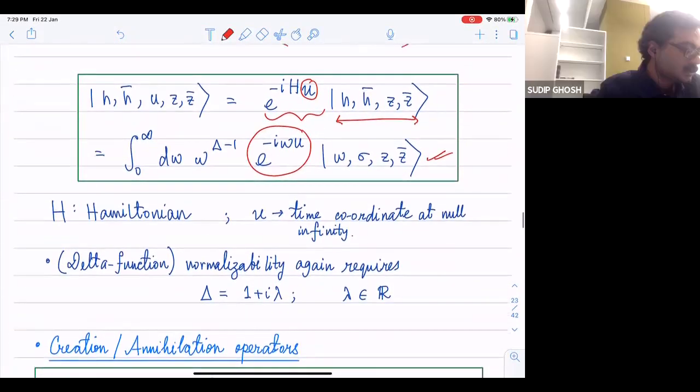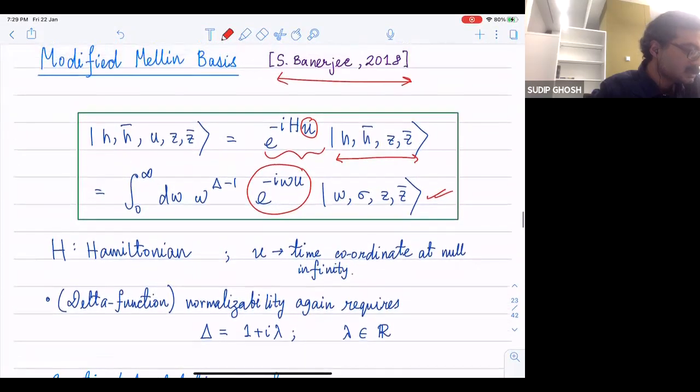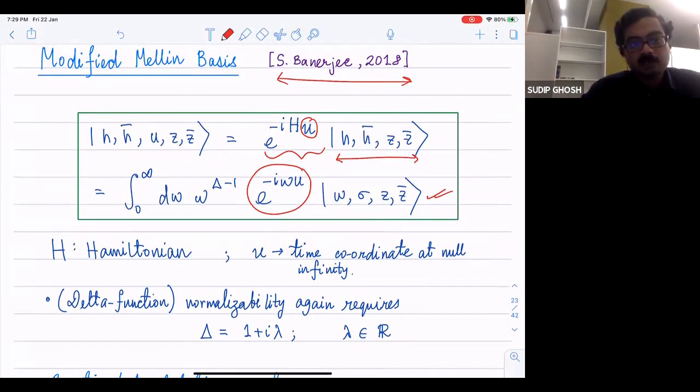Great. So as I said, for now, believe me that this extra label u plays the role of a time coordinate along null infinity, and I will justify that in a second. But just to point out a couple of features.